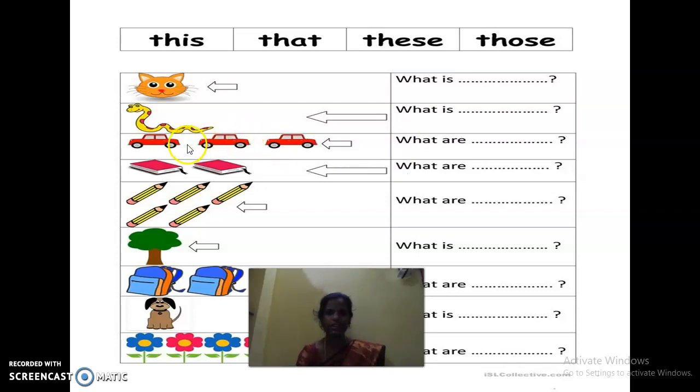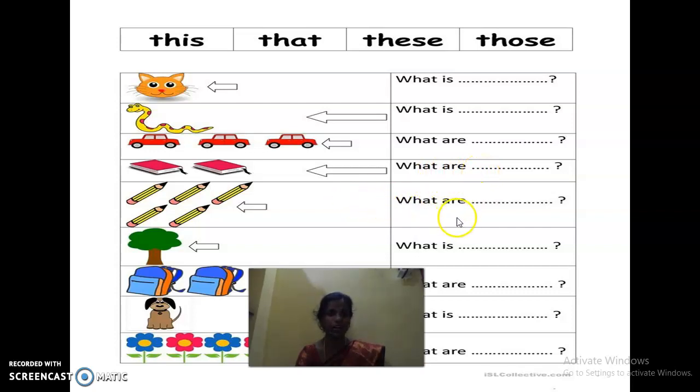And the next one. Here, how many cars can you find? 3 cars. So is 3 a singular noun or a plural noun? Yes, that is the plural noun. So if it is a plural noun, what demonstrative pronoun do you have to write? These or those. Okay, so in which place do you use these? The object is near to the speaker. So here you can find the cars near to the person. So we have to write, what are these? If it is far away, you have to write those. What are those? Do you understand, kids?